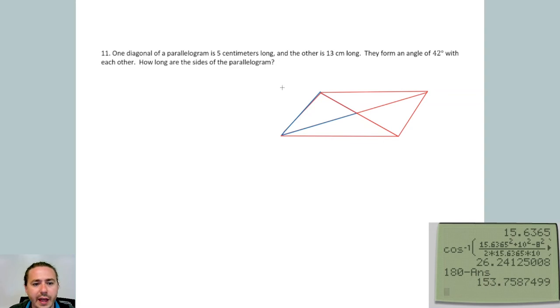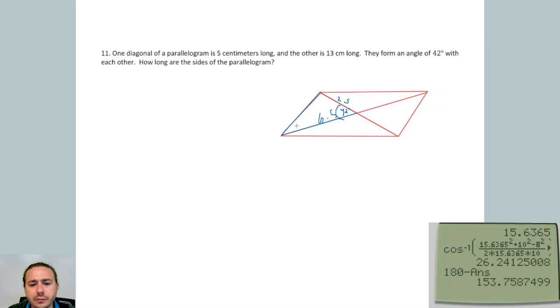Okay, so one diagonal is 5 and the other is 13. So the shorter one's 5, so this would be 2.5 and 2.5. And then the other one's 13, so this would be 6.5. They form a 42-degree angle, so that would have to be this one because this other one is obtuse. So this is going to be 42 degrees. I can write that in there. 42 degrees. Ugh, gosh, it's hard to do that with a mouse.